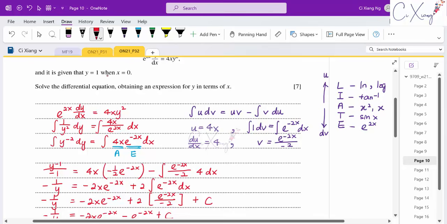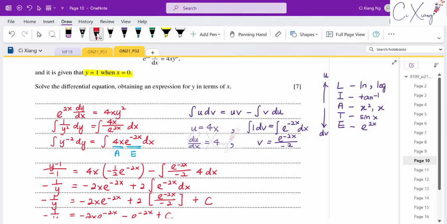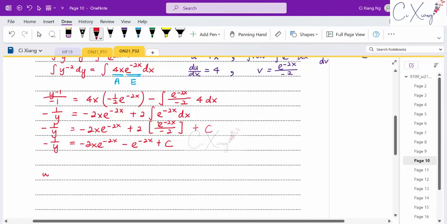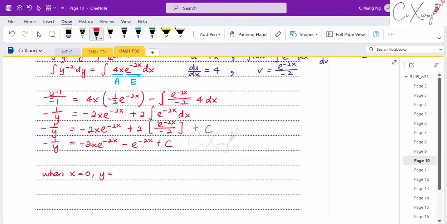To get the value for c, you have to use the information given here, where x equals 0 and y equals 1. So I want to substitute it into my answer now. When x equals 0, y equals 1. So what happens to your equation here? You have negative 1, substituting y as 1, equals, substituting x as 0, this one will become 0. Then this particular term, you have negative 1, then plus c. So very clearly you can see that c equals 0.